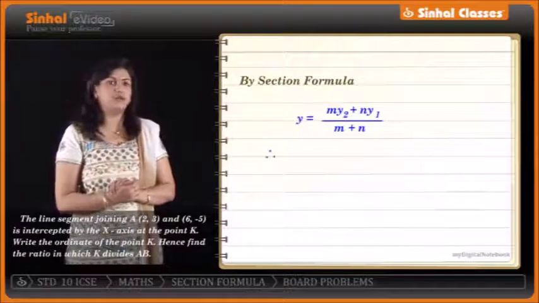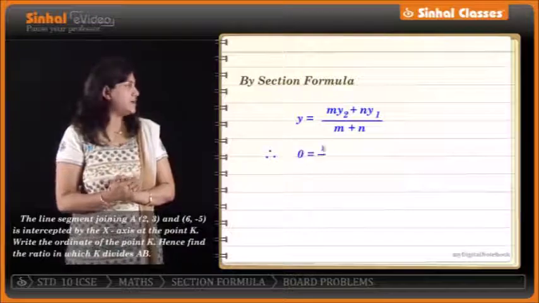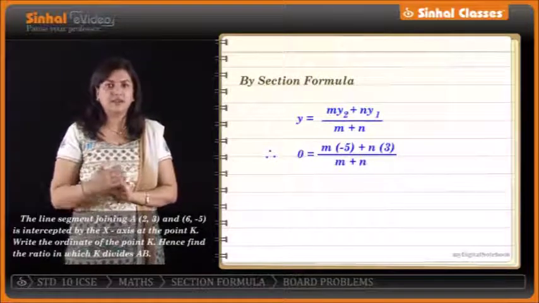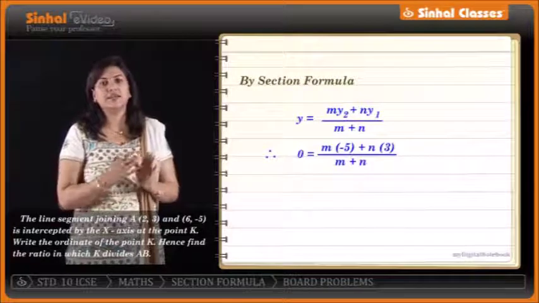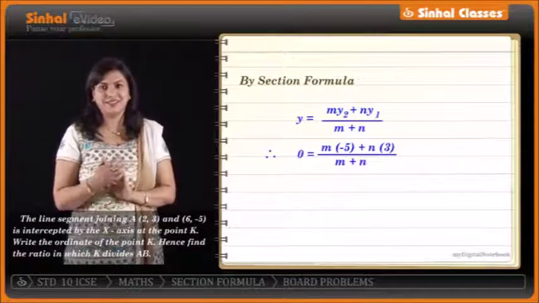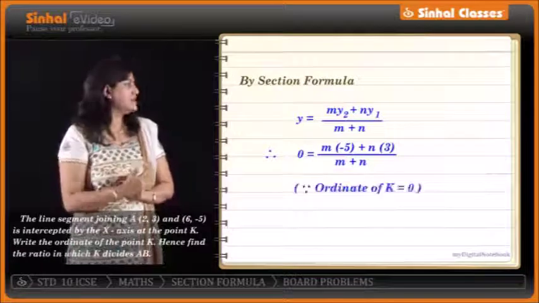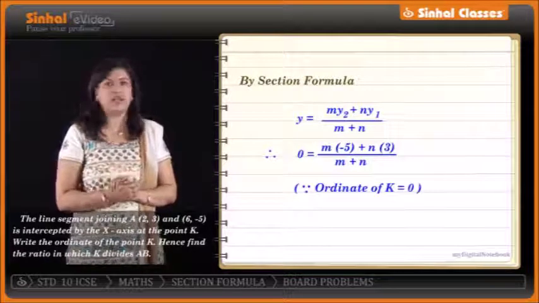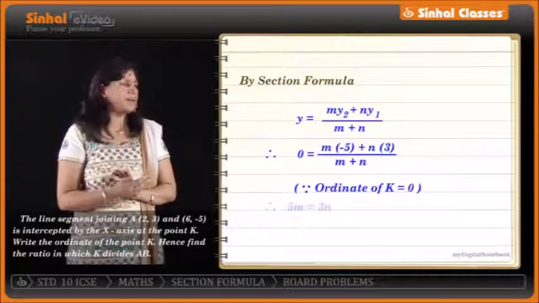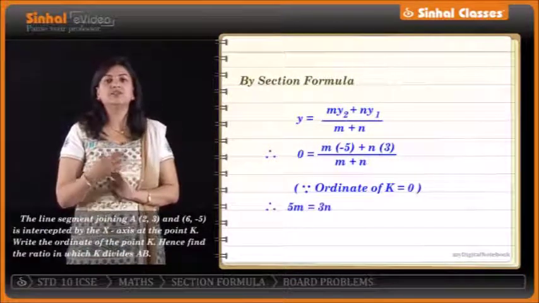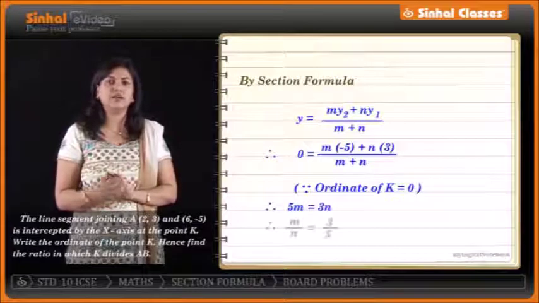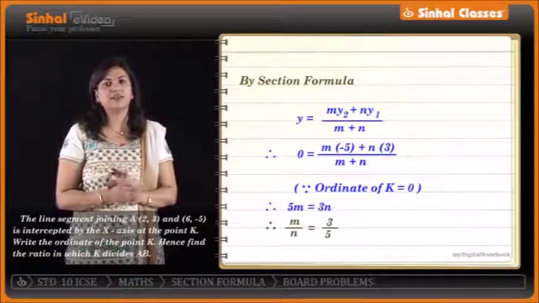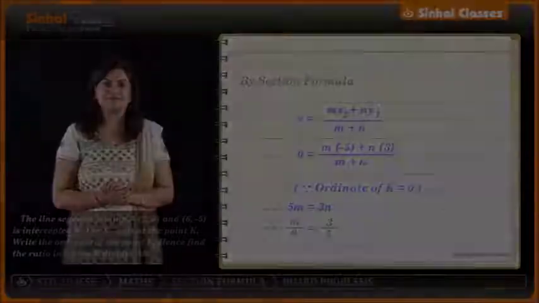Now 0 is equal to (m into minus 5 plus n into 3) upon (m plus n). Cross multiply. 0 into (m plus n) gives us 0. So we have 0 is equal to minus 5m plus 3n. That is 5m is equal to 3n. So m upon n is equal to 3 upon 5. So we have got that ratio as 3 upon 5.